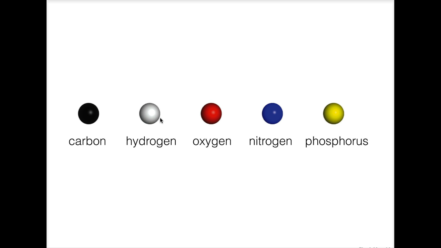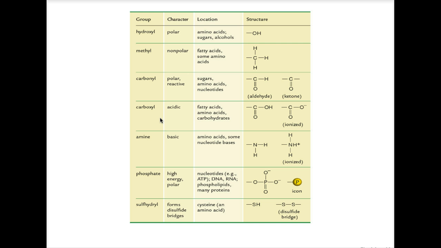This is just a slide illustrating some of the different types of elements and their representation that you'll see throughout the textbook. Carbon is a black sphere, hydrogen is a whitish gray sphere. Oxygen is red. Nitrogen is blue. And phosphorus is yellow.